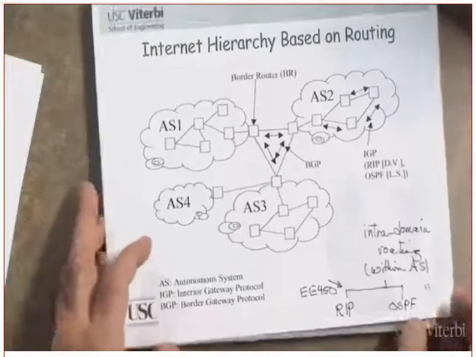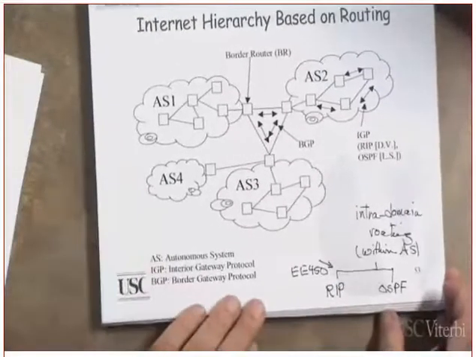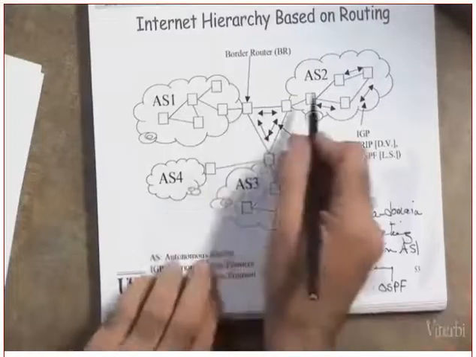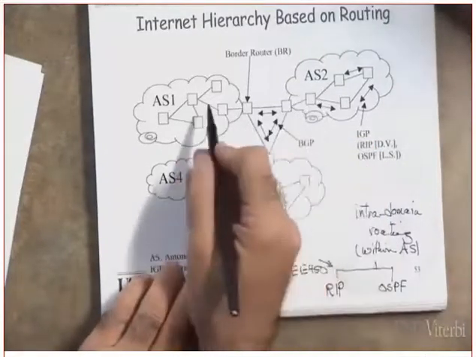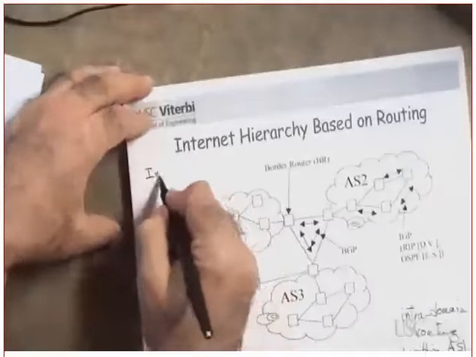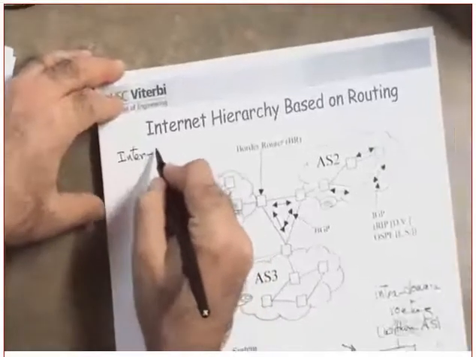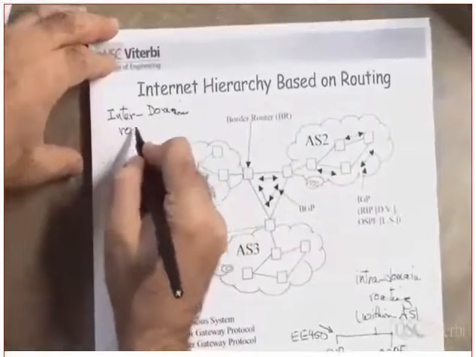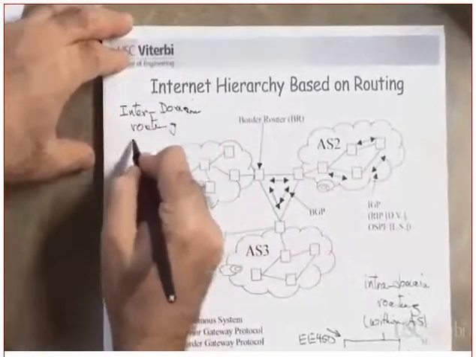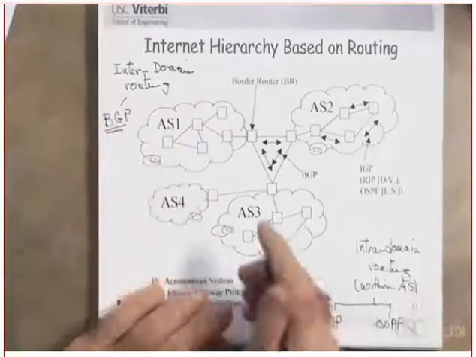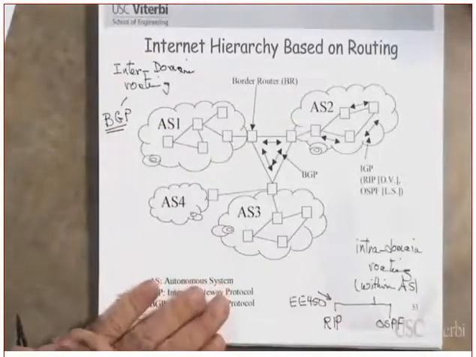What we are going to be studying in detail in this semester, which is the more challenging subject, is routing between the autonomous systems. How do we forward the packets between the autonomous systems? In here, we use what is known as inter-domain routing. And in this case, we will study what is known as the BGP. BGP stands for the Border Gateway Protocol.